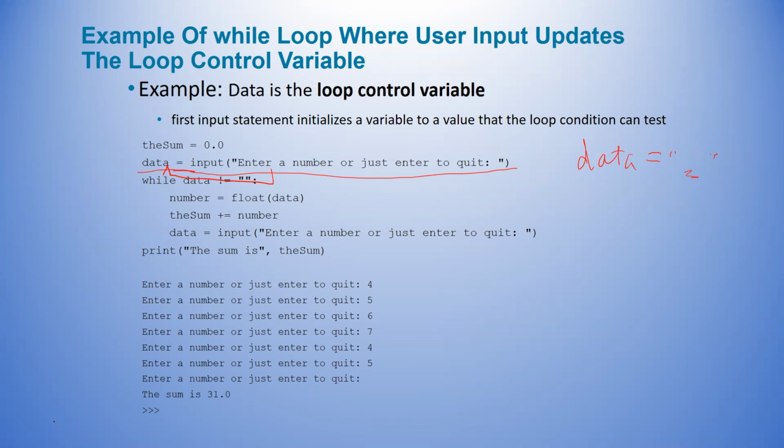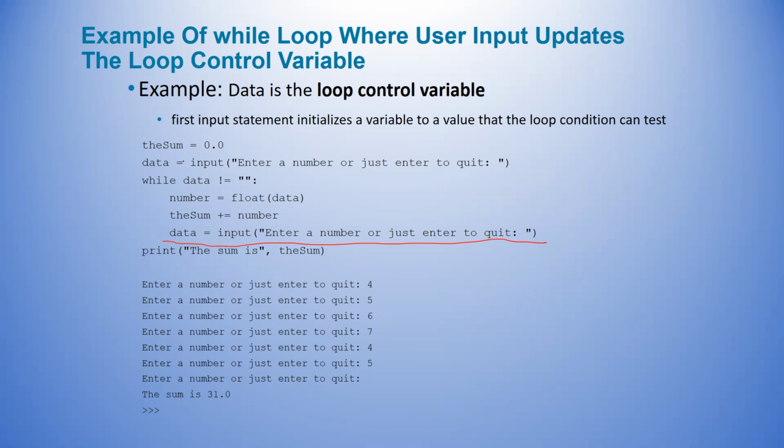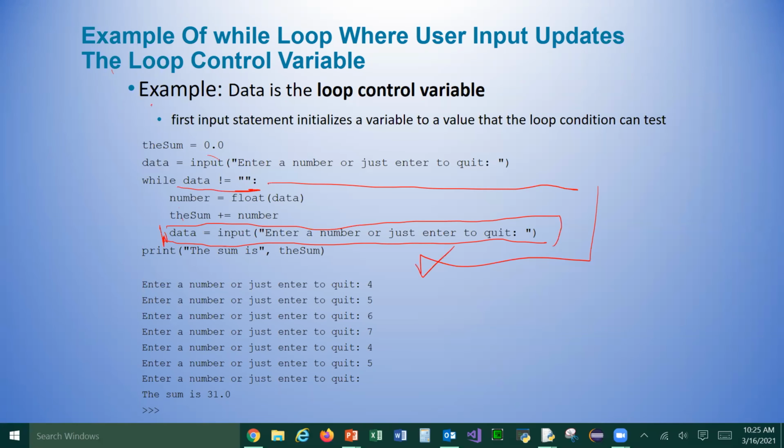So that's that. And this is the update statement, right? Here, this is the update statement. So the update statement is not decrementing or incrementing. It is getting a new value. A new value updates this condition because the new value might be nothing, empty. Then that will make this condition false and you will get out. Okay, let's go to the next one.